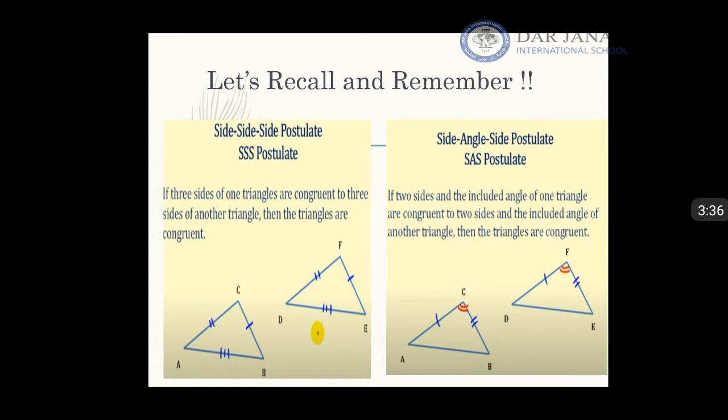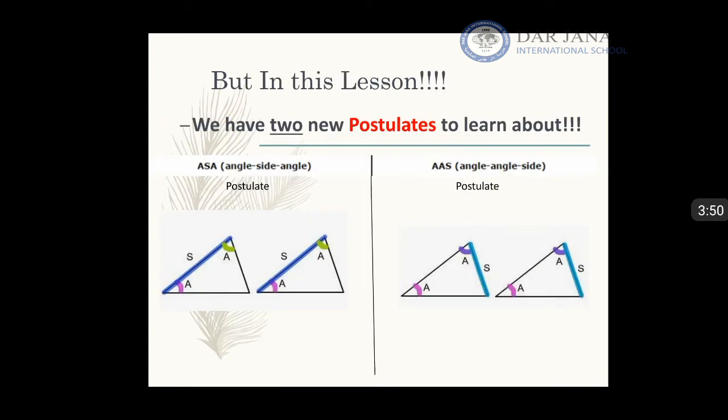And the question now: are those the only postulates that we can use to prove two triangles congruent? Not really. In this lesson, we will be introduced to two new postulates. So let's move to the second slide. In this lesson, we have two new postulates to learn about. Let's check the first postulate, angle-side-angle, or the ASA postulate.